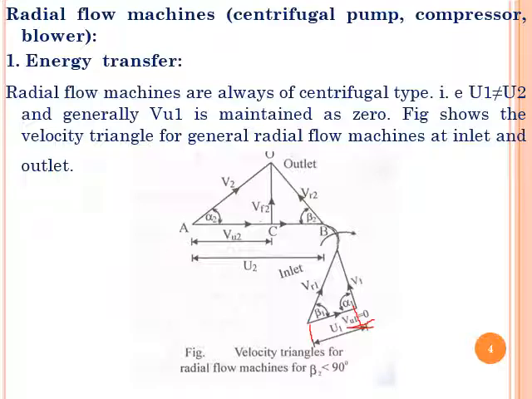here the blade angle at exit, beta 2, is less than 90 degrees. Now consider this triangle OAB. In this, AB represents U2, the blade velocity at exit. The blade velocity at inlet U1 is not equal to the blade velocity at exit U2, because it is a radial flow machine.